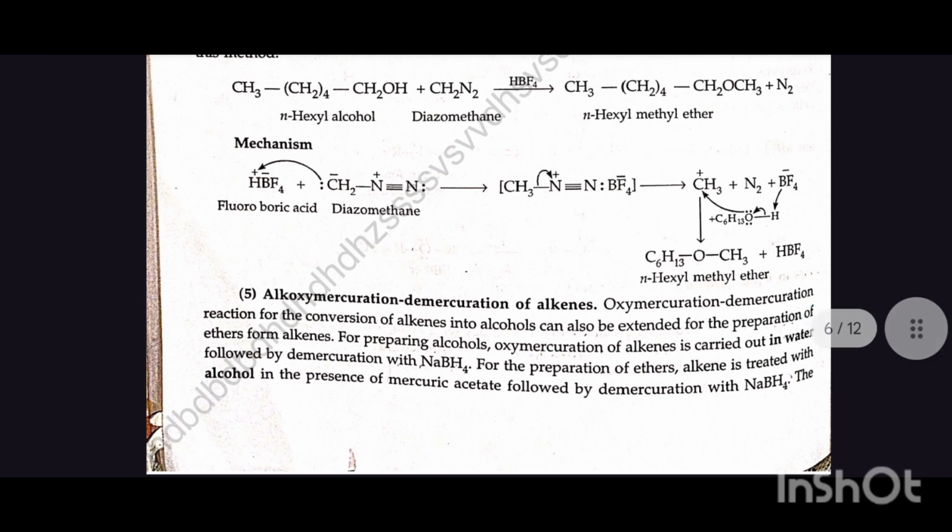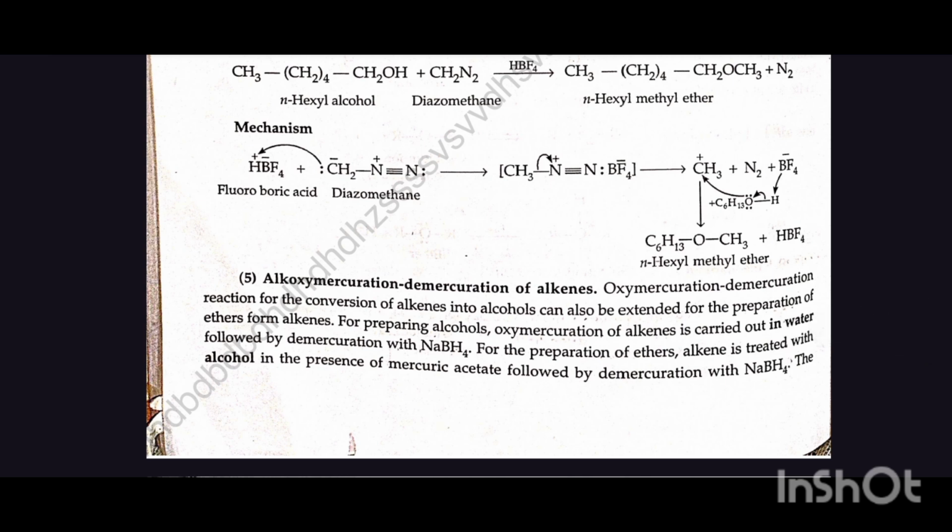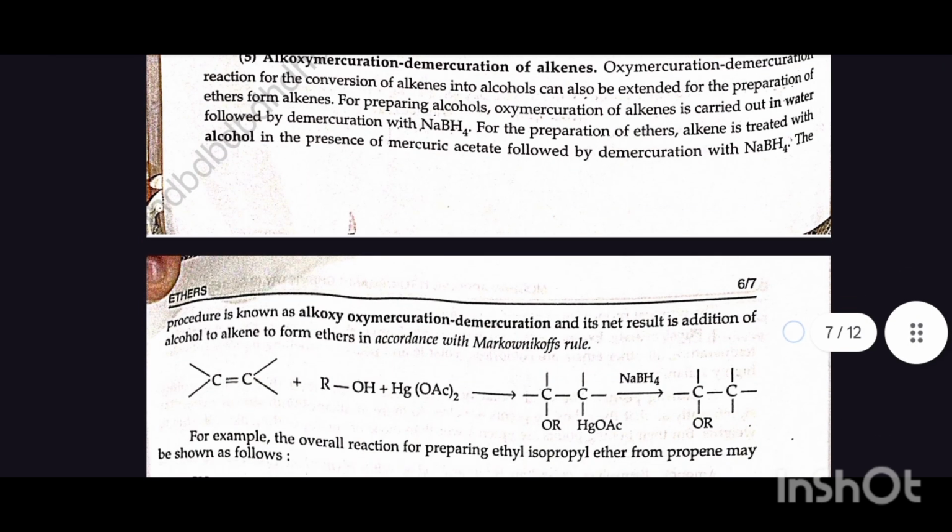Fifth, alkoxymercuration and demercuration of alkene. Oxymercuration and demercuration reaction for the conversion of alkenes into alcohols can also be extended for the preparation of ethers from alkenes. For preparing alcohols, oxymercuration of alkenes is carried out in water followed by demercuration with NaBH4. For the preparation of ethers, alkene is treated with alcohol in the presence of mercuric acetate followed by demercuration with NaBH4. The procedure is known as alkoxymercuration and demercuration.